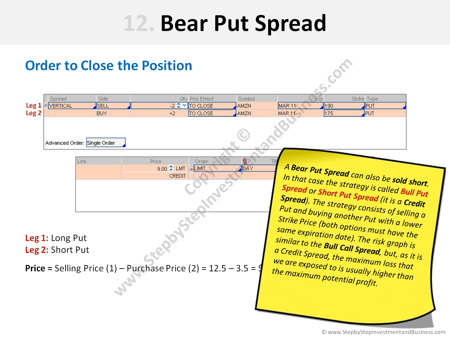The risk graph is similar to the bull call spread, but as it is a credit spread, the maximum loss that we are exposed to is usually higher than the maximum potential profit. So the short put spread is not recommended because in the case of working with vertical spreads, the best choice is to do so with those that expose us to a profit higher than the loss.